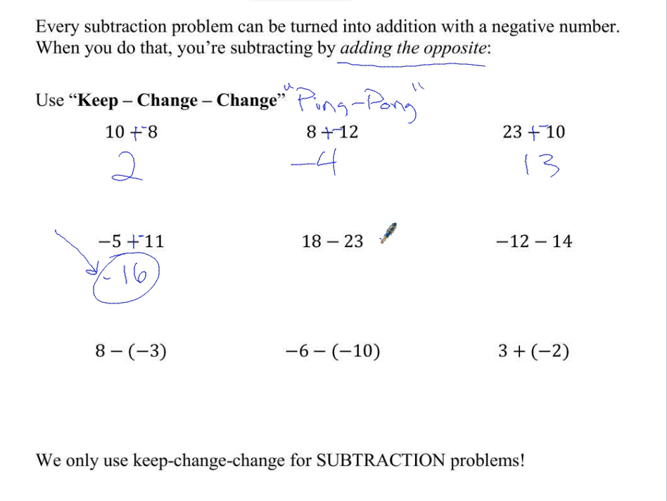Okay, the middle one here, kind of in the grid, the middle one, 18 minus 23. Hopefully you use keep, change. So this stays positive, this turns positive, this turns negative. And now we can clearly see that we need to take 23 minus 18 and then keep the sign of the 23. So 23 minus 18 is probably right around 5. And then it was a negative 23. That's bigger than the positive 18, so negative 5 is the answer.